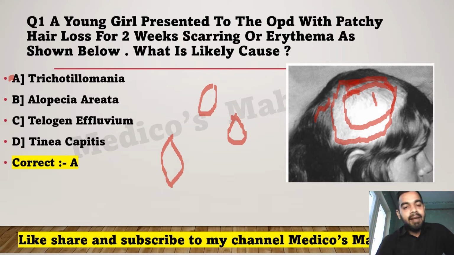The third option is telogen effluvium. Telogen effluvium is a condition of hair loss where we can see this condition 3 months after pregnancy, where the mature hair follicles enter into the telogen phase. Tinea capitis is also a condition of hair loss where we can see scarring and non-scarring conditions. We will discuss all these options further in our video with different images.